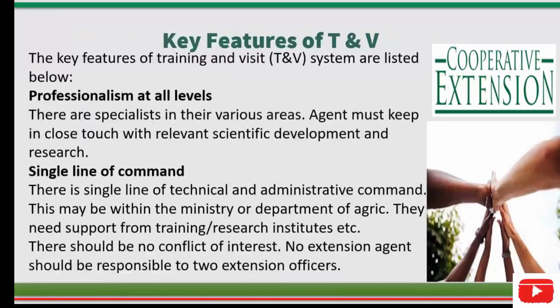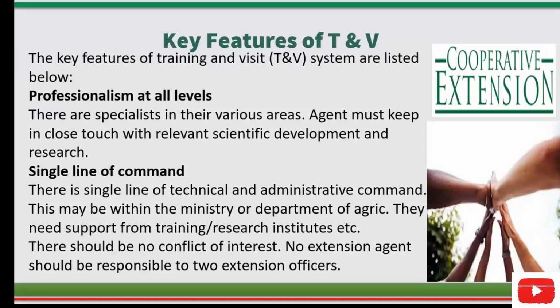Now, the key features of the training and visit system are, one, professionalism at all levels. There are specialists in their various areas. There are different specialists at different levels. So the extension agent must keep in close touch with relevant scientific development and research, and endeavor to pass them to the farmers through their specialists and so on. If they are specialists, they pass it themselves. If they are not, they can call someone that will help explain properly.